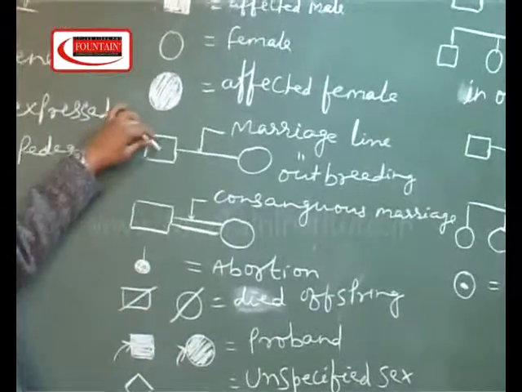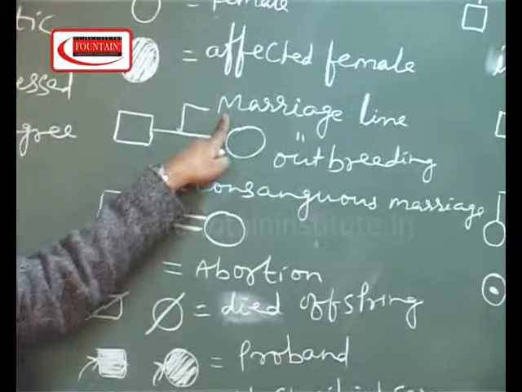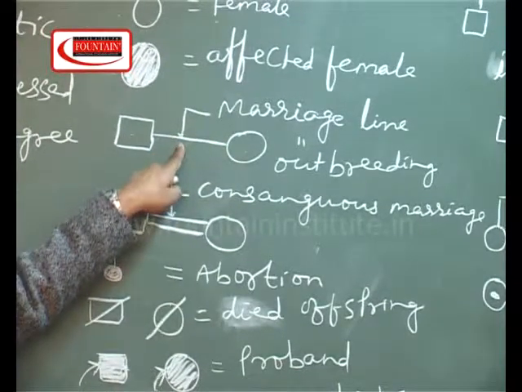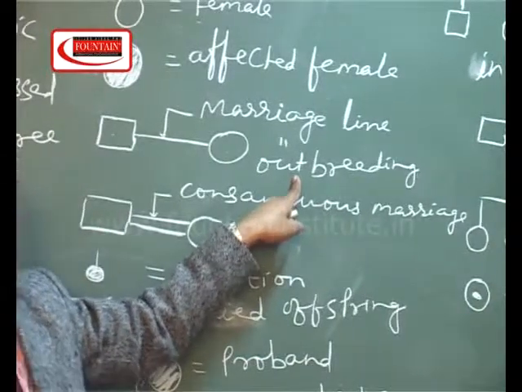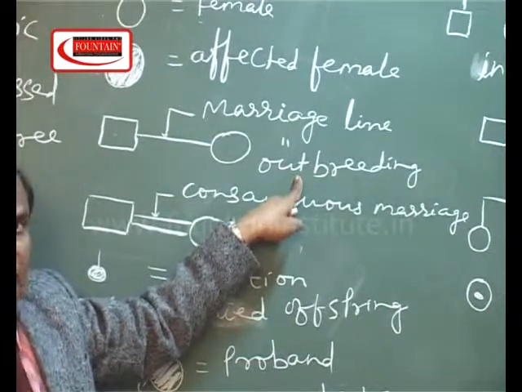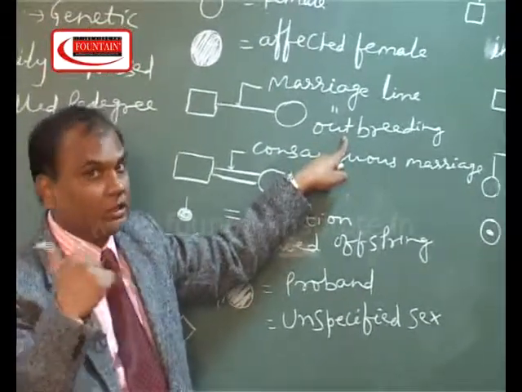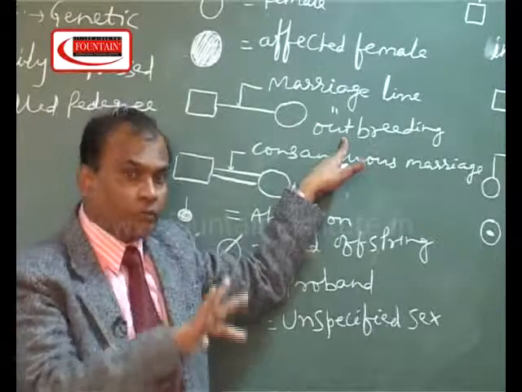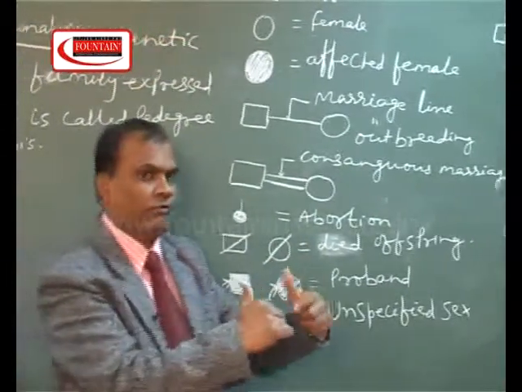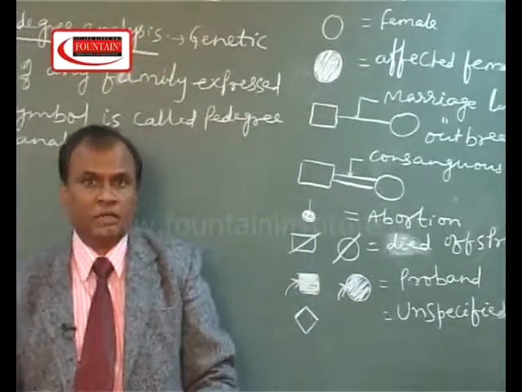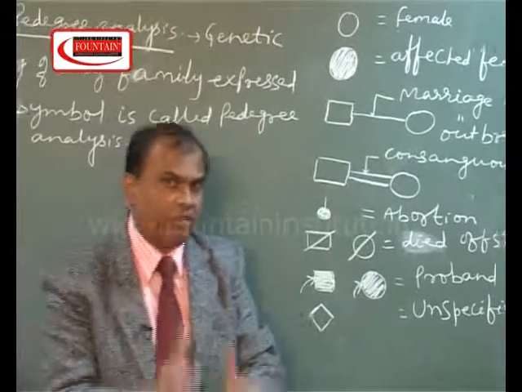When we join this male with this female with the help of a single line, it indicates the marriage line, and a single line indicates outbreeding. Outbreeding means marriage between two different families. In genetics, the meaning of family is something other than in society, because in society today we consider only mother, father, brother and sister as the family, but here family means all the cousins included in the family.